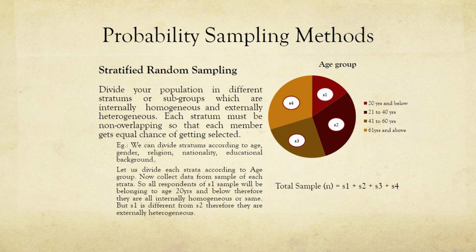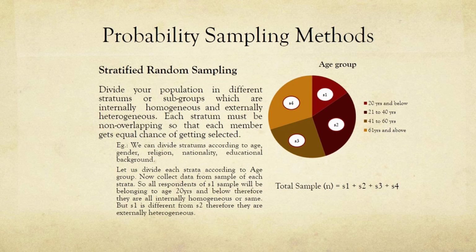Once you've divided each stratum, you will select a sample from each stratum. From 20 years and below, let's say you select 100 people. From the next stratum, you select 100 people from S2, 100 people from S3, 100 people from S4. In this way, you will have 4 different subparts of your sample, and the total sample will comprise S1 plus S2 plus S3 plus S4. And this is what is called stratified random sampling.